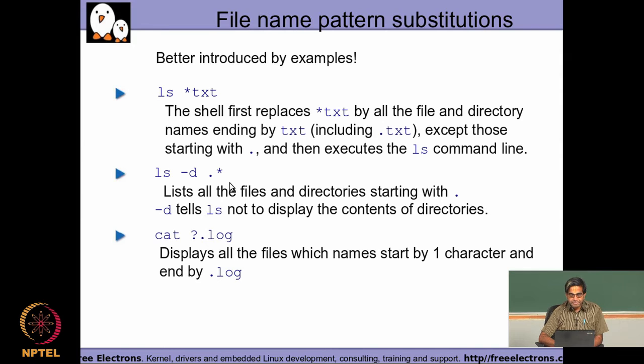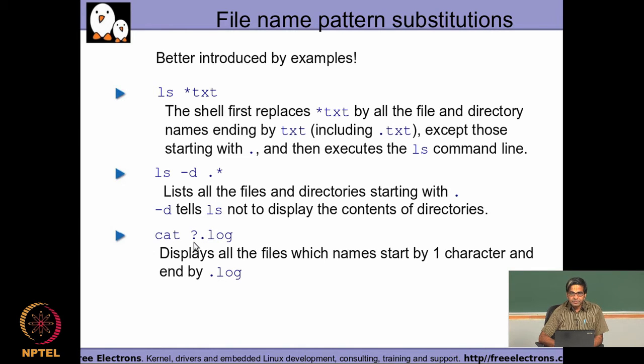If you come to the next example, cat, you see the question mark dot log. The question mark here stands for one single character. So, any file name which has one character at the start followed by dot log will be matched by this particular pattern substitution. So, let us say that in the particular directory in which I am running this command, there is a file name called a.log, okay, that particular file name will be matched by this pattern substitution because the question mark stands for exactly one character.